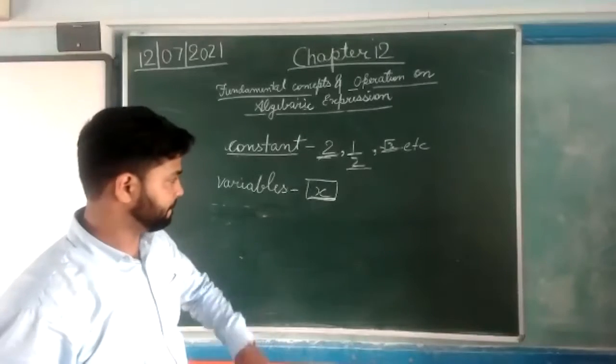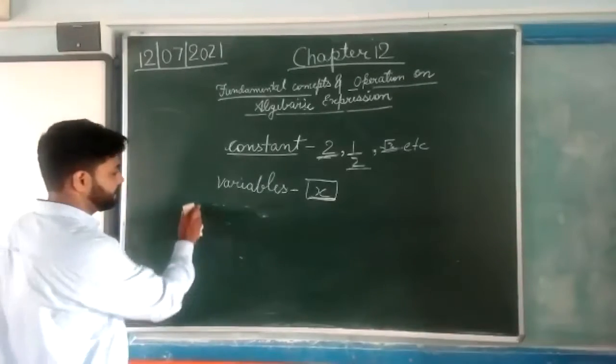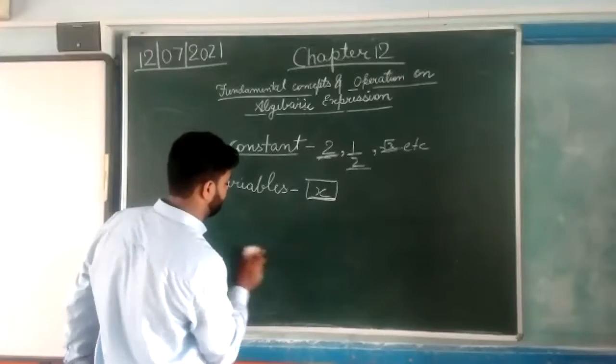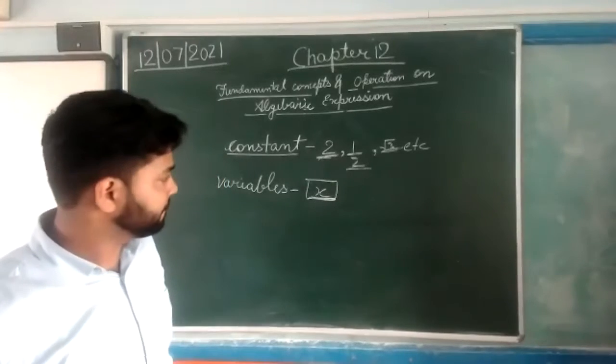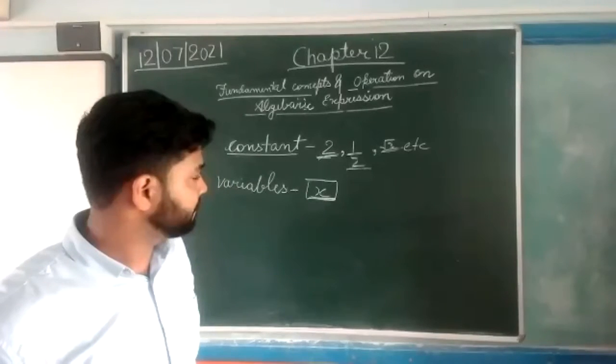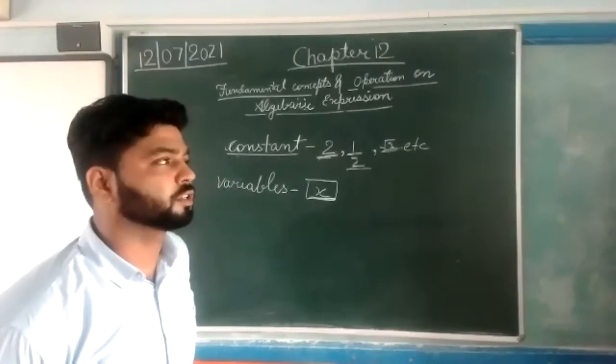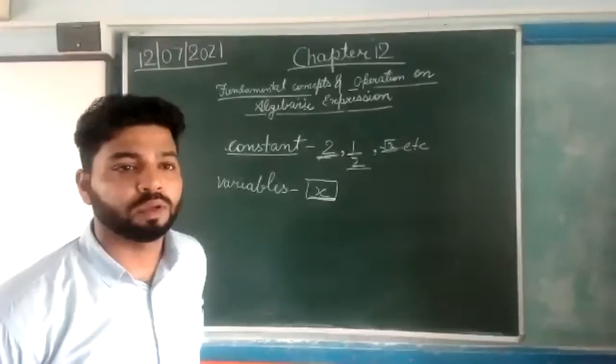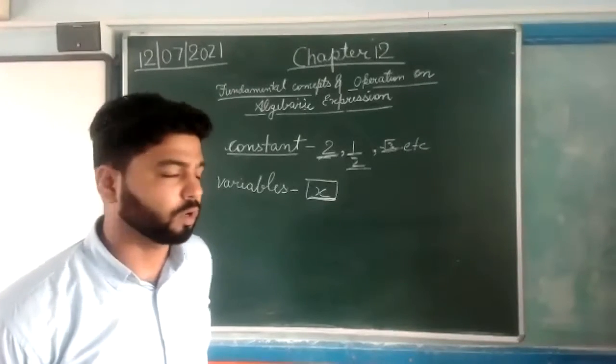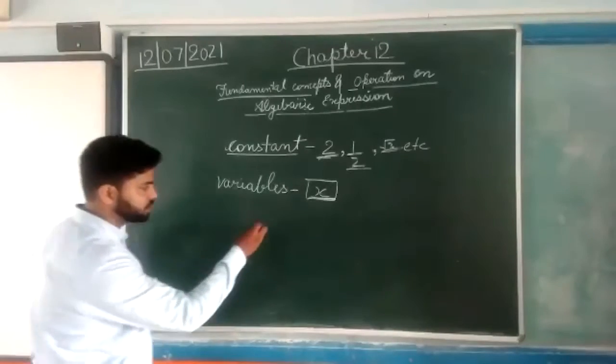So we can say the definition of constant is like that: constant is a mathematical value which can be extended to infinity. No, not extended to infinity. We can take it as a round value. Okay, sir. Okay.